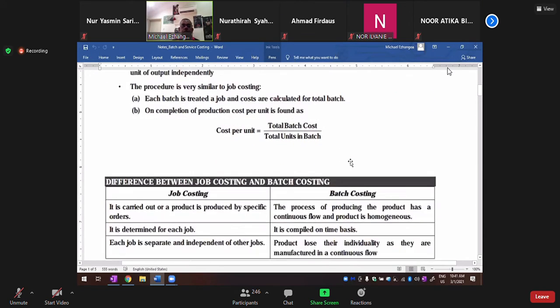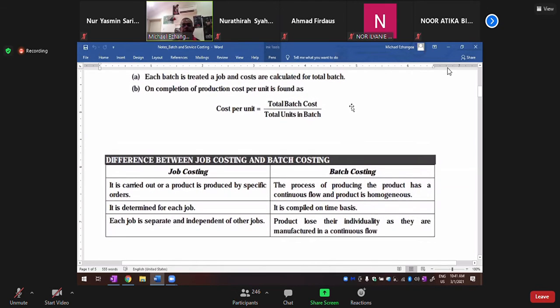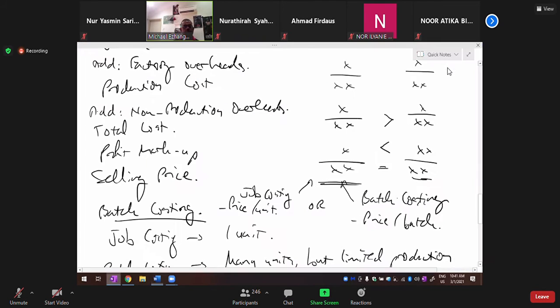Now, the difference between job and batch costing is here. It's a good talking point. It says job costing is carried out where a product is produced by specific order. It's made to order, job costing, just like batch costing. That's why we call it specific order costing. Broadly, that's the term to describe job and batch costing: specific order costing, made to order. Cost is determined for each job. With process costing, the product has a continuous flow and the product is homogeneous. You know what's homogeneous?